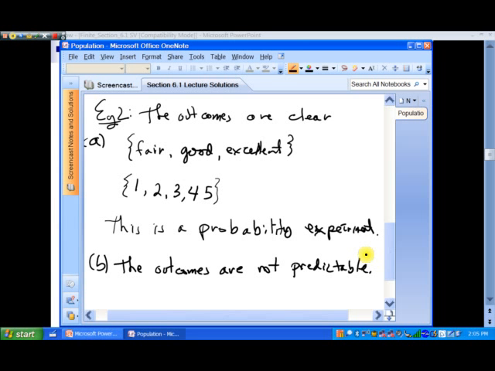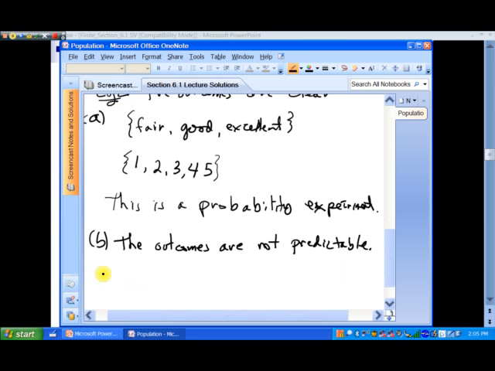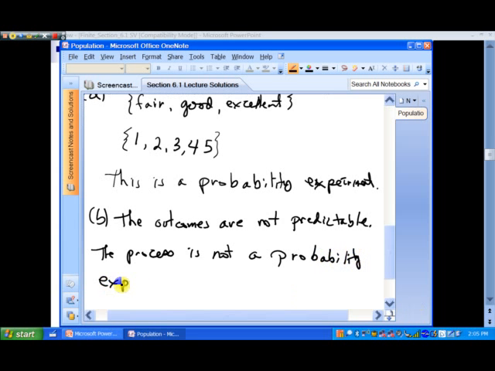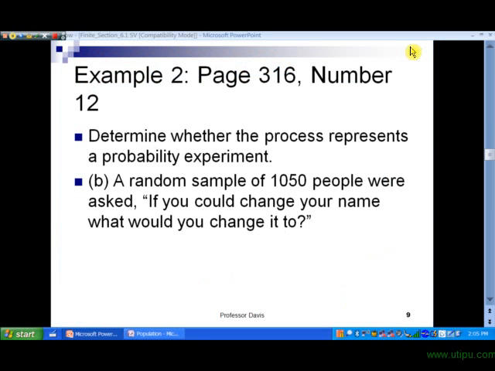I mean, you could change your name to anything, and you can't write them all down in advance. That wouldn't be practical. That's called the sample space, to write all the possible outcomes. And so in this case, the process is not a probability experiment. All right. So we talked about the difference between a probability experiment and not.